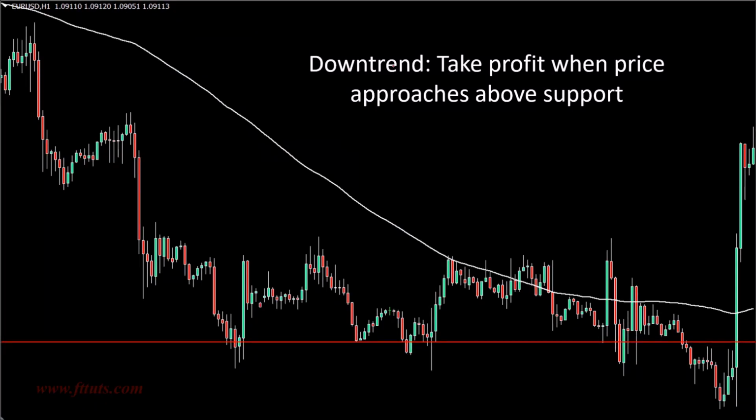So in a downtrend, you can also use support resistance to take profit. Example, if you put a sell trade over here, or you sold somewhere here, then you don't know where to take profit. What you can do is that when you see price bounce off this support again and again and cannot break below, then you take profit.